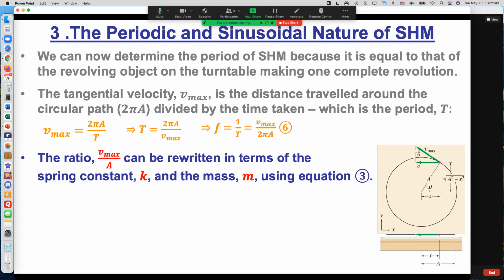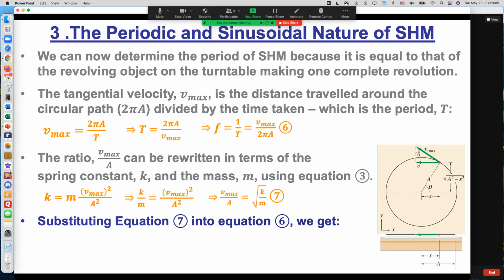The ratio V max over A can be written in terms of the spring constant K and the mass M using equation 3. Here's equation 3, where we derived an expression for the spring constant. Now let's rearrange it. We've got K over M equals V max squared over A squared, which means V max over the amplitude is equal to the square root of K over M. If we substitute equation 7 into equation 6, replacing V max over A with the square root of K over M, we get that.